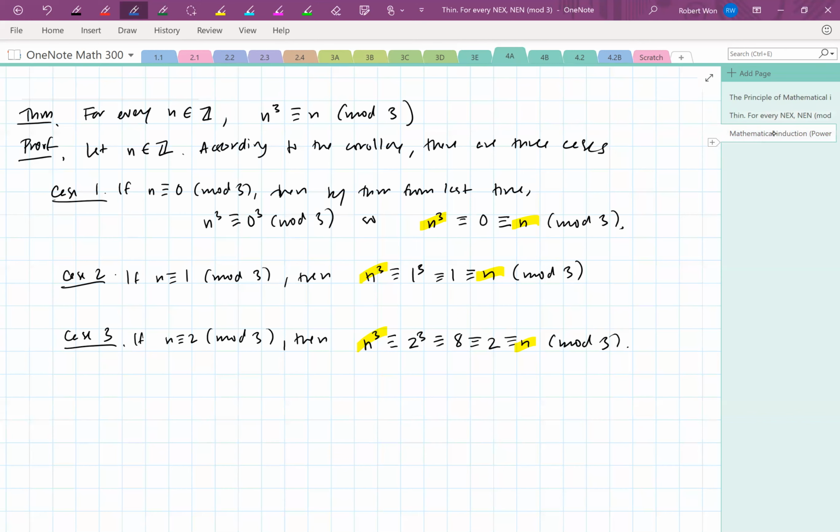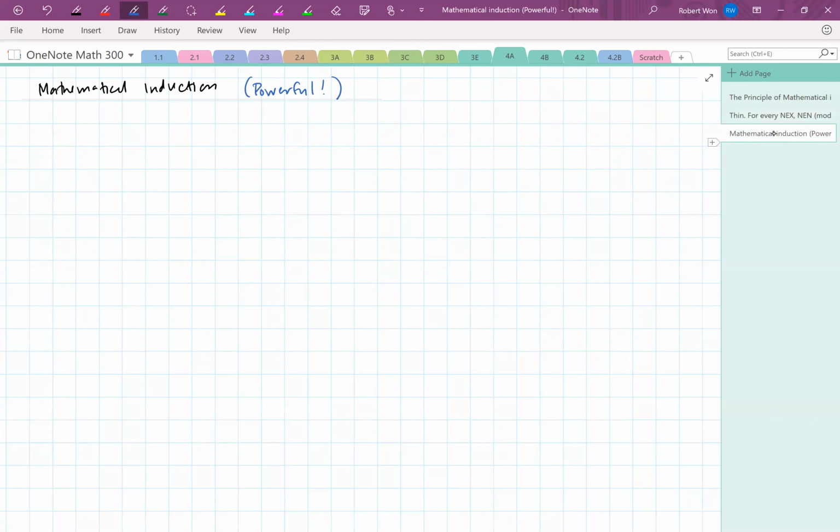So this is one powerful technique that allows you to prove things about the integers. It's not the only one, but it's one very powerful technique. So let's talk about the technique first. Let's talk about sort of why it works. And then let's see some examples. Okay, so this technique is called the principle of mathematical induction.